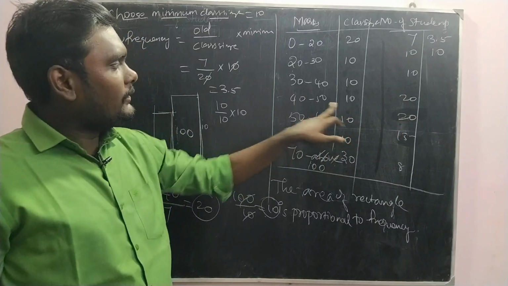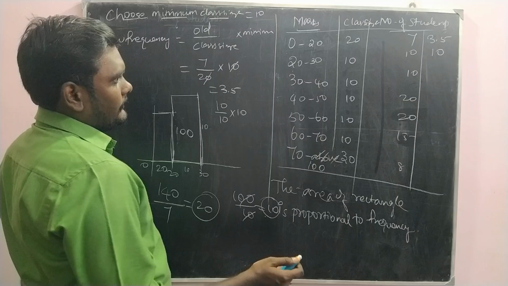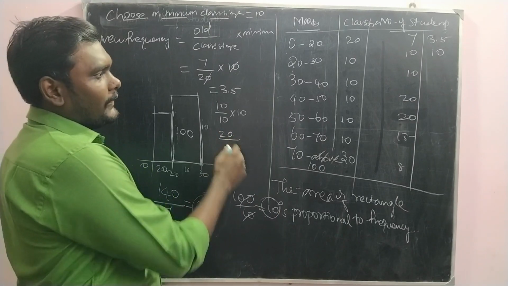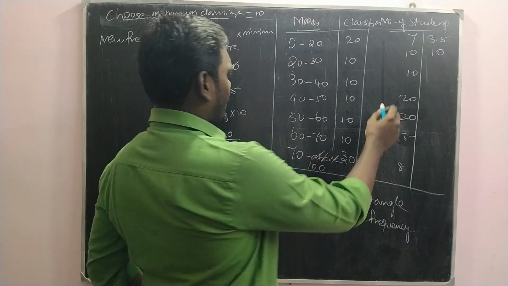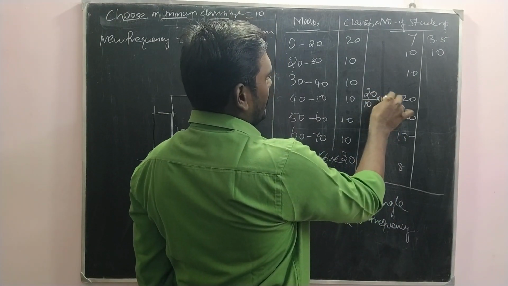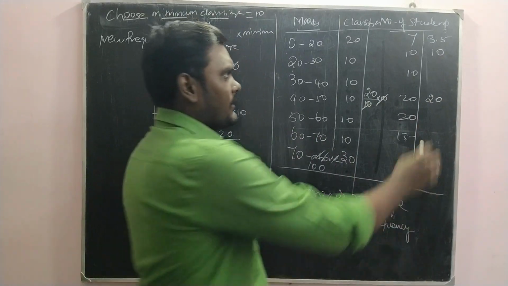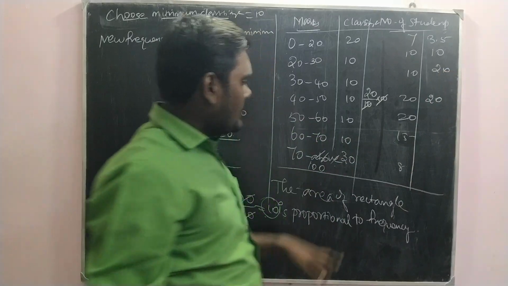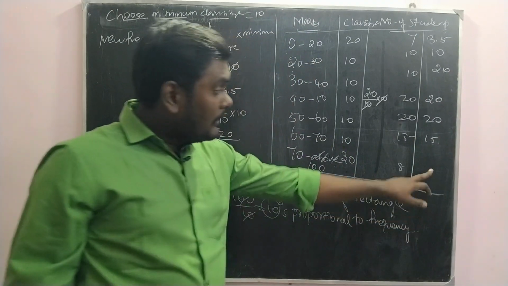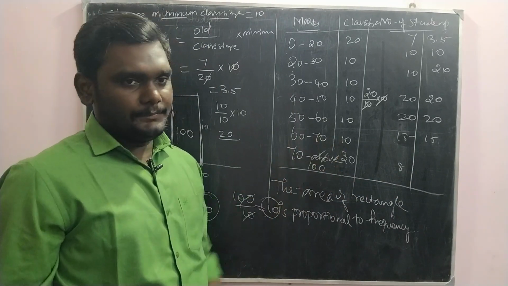We simplify. Now here the class sizes are the same. Frequency divided by class size. See, here I am working out. Old frequency divided by class size into minimum class size. When you simplify this, what do you get? 20 only. It won't change. Where will it change again? Here also no change. Here also no change. Here only it will change, because of 30. You should convert this 30 for 10.